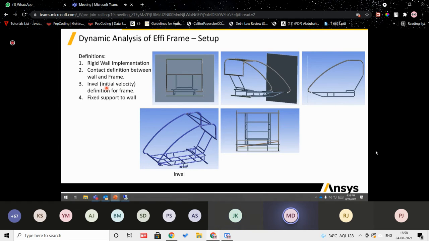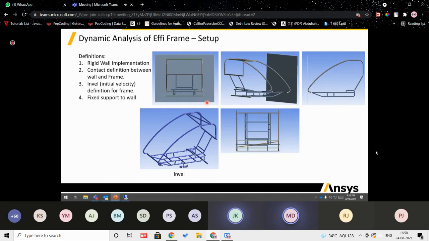And then we have defined the boundary conditions. One more thing, fixed support to the wall. We have to fix the wall so that it will behave as a rigid wall scenario. So now we have defined the boundary conditions and we have applied them also.